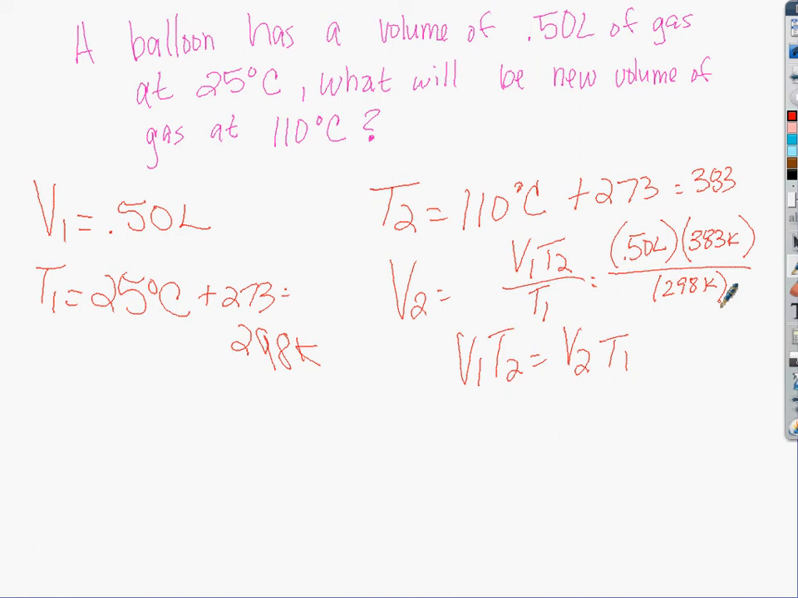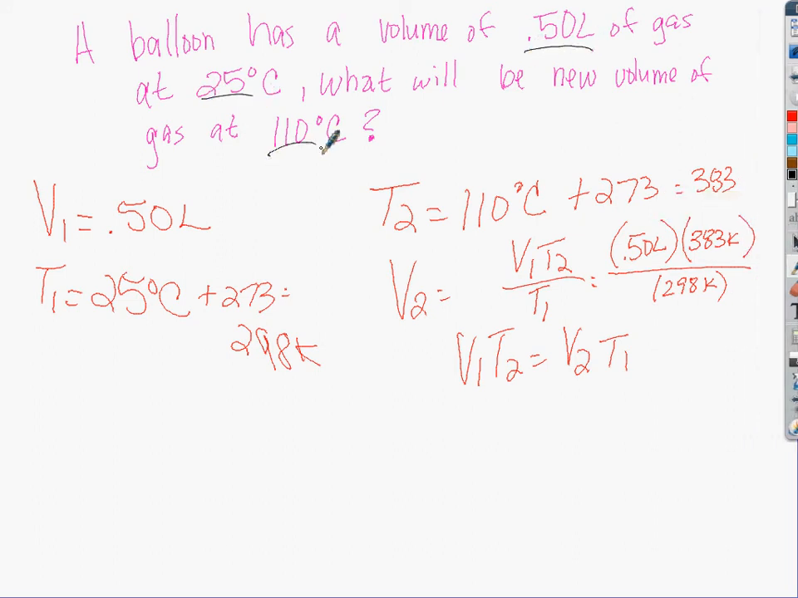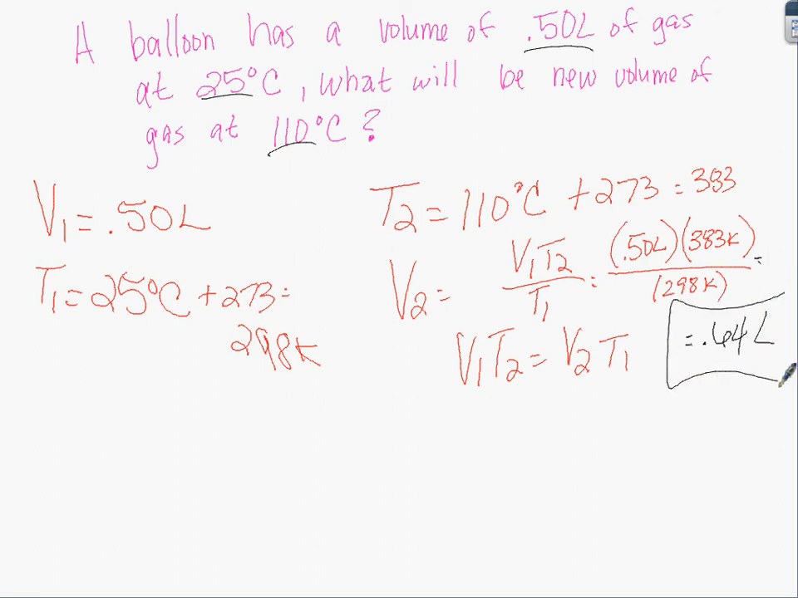All right, how many sig figs should I have? Why 2? All right, I got 2 here. I got 2 here. I got 3 here. So my answer should have 2 sig figs in it. Do all my math. I should get 0.64. All right, 0.64 what? Liters. There's your answer.